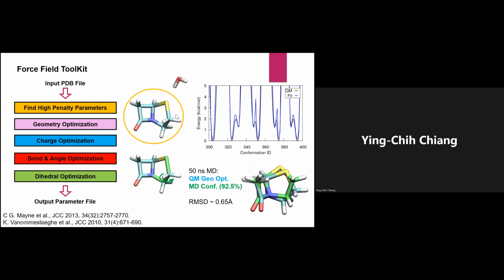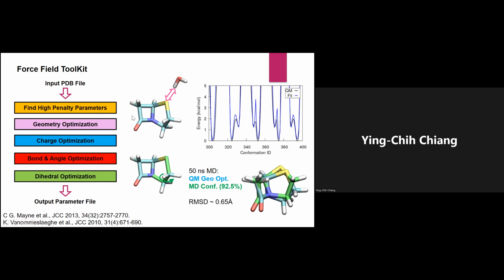And then once you optimize it, the next thing we do is place water around the ligand and calculate the water interaction with the ligand. Through this quantum calculation, we can fit the charge of the atoms. So then you have this charge optimization.